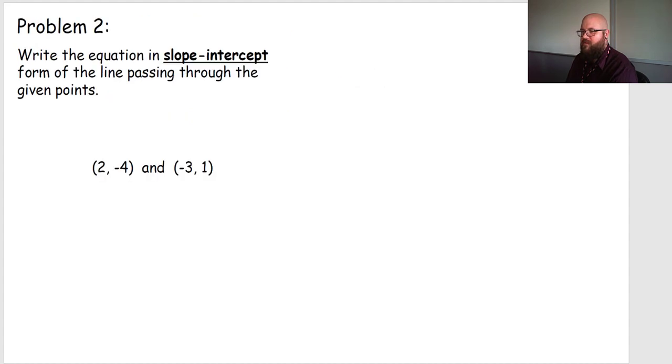So now, if we just have 2 points and we want to do this, again, it's the same thing. We're going to find our slope, which is y2 minus y1 over x2 minus x1. And then our equation is y equals mx plus b. So let's do this with these 2 points. We know that we have x1, y1, x2, y2.